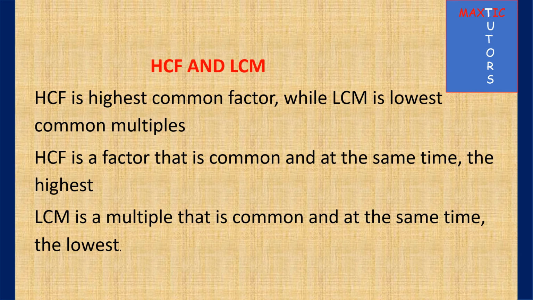Now we are on HCF and LCM. HCF is highest common factor, while LCM is lowest common multiple. So one has to do with common factors, and the other has to do with common multiples. HCF is a factor that is common, and at the same time, the highest. So out of all the factors of two or more numbers, which of these are common? And out of these common factors, which one is the highest? From there, you get the highest common factor. But for LCM, we are looking at, out of all the multiples of the numbers you are given, which ones are common and at the same time the lowest? So that is the LCM.